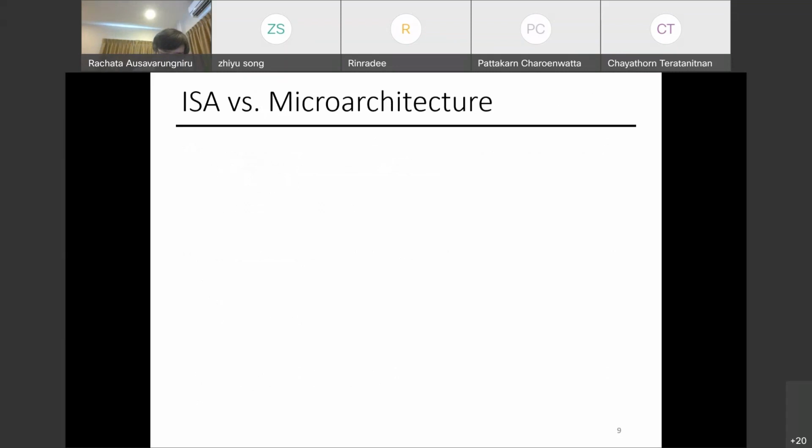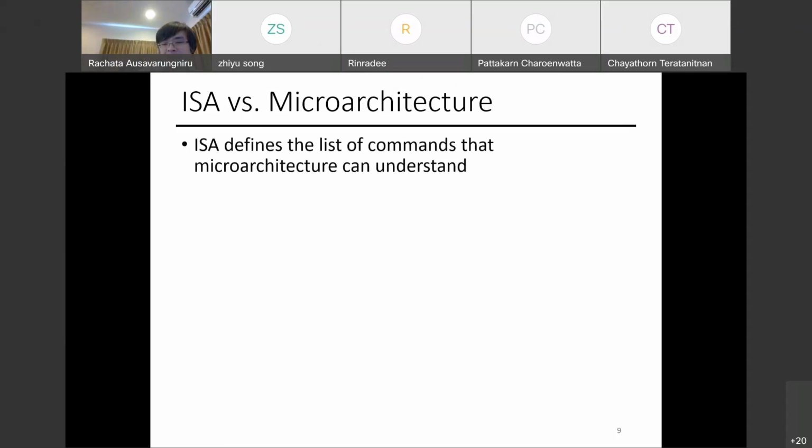Now, when I said hardware, right? ISA is a language. Computer is a hardware. So there's another terminology that I had to put here right away so that you can see the difference. When you read text or when you read like Intel chip design and it says it's an Intel microarchitecture, the word microarchitecture is the hardware component. Basically, ISA defines the list of commands that the hardware can understand.